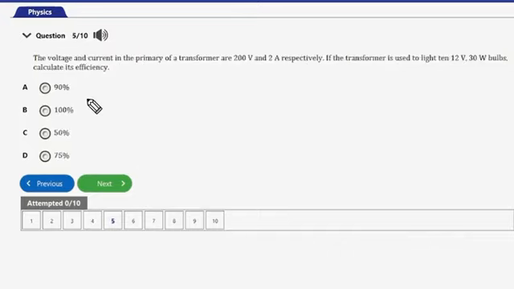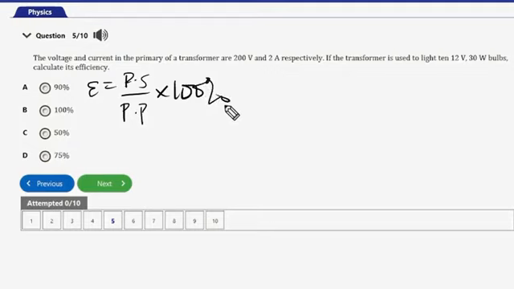So guys, the next question we have here is question number 5 here. It says the voltage and current in the primary of a transformer are 200 volts and 2 amps respectively. If the transformer is used to light a 12 volts and 30 watts bulb, calculate the efficiency. So guys, this is how we are going to calculate for the efficiency. We are going to have the efficiency to be the power for the secondary over the power for the primary, then times 100%.